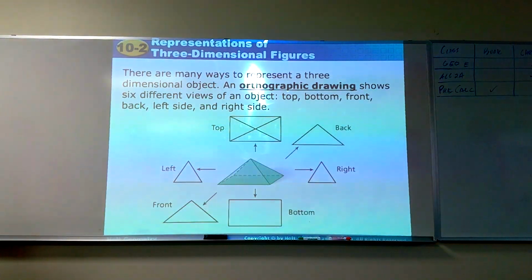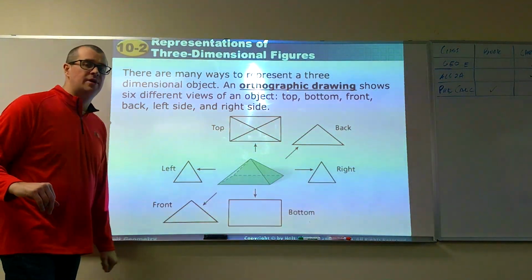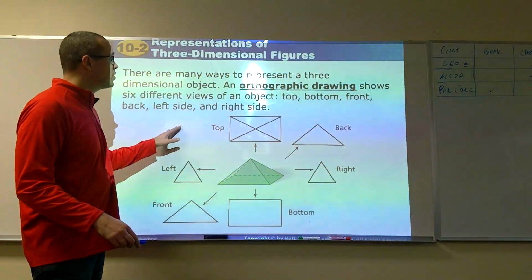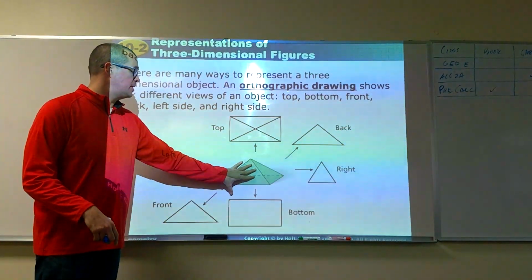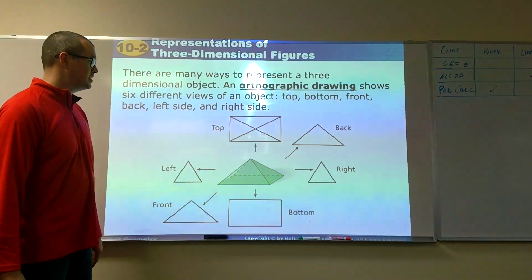Drawings here. So there are three ways that we can represent three-dimensional objects. There are orthographic drawings. An orthographic drawing is if you're looking at a three-dimensional shape and you're going to look at it from 6 different views.